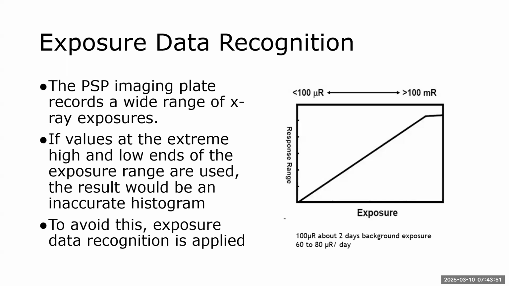All right, exposure data recognition is also only related to, now, a histogram you get whether you use CR or DR. There's still a histogram that's created. However, image sampling is only with CR, and exposure data recognition is also with CR. So the PSP, the photostimulable phosphor plate, that's CR technology. That imaging plate records a wide range of X-ray exposures. If values at the very extreme high and low ends of the exposure range are used, the result would be an inaccurate histogram. To avoid this, exposure data recognition is applied.